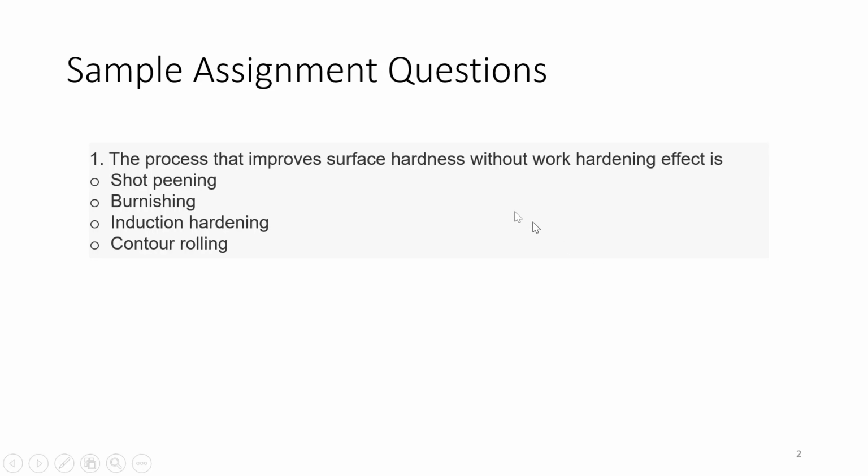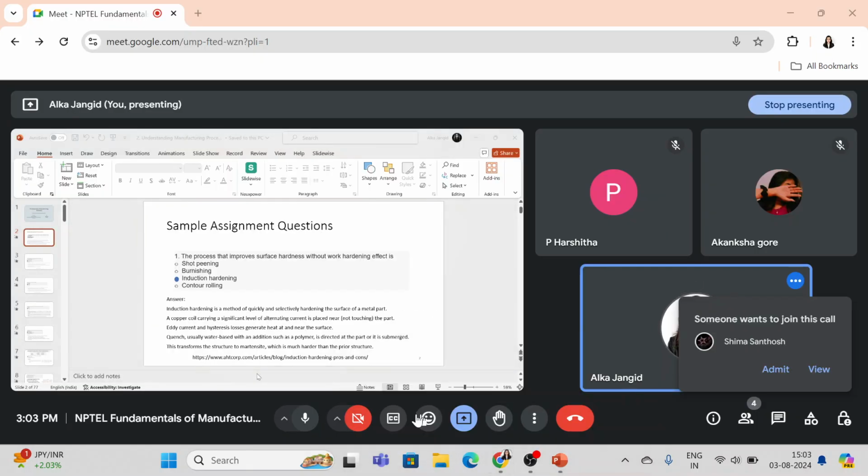So surface hardness improvement can be done by using all these processes, but in case of shot peening, small balls are used that, after hitting the surface, will induce some work hardening in your material. So in case of shot peening, burnishing and contour rolling, there will be dislocation multiplication in your surface part, so there will be work hardening which will lead to your hardness improvement in your material.